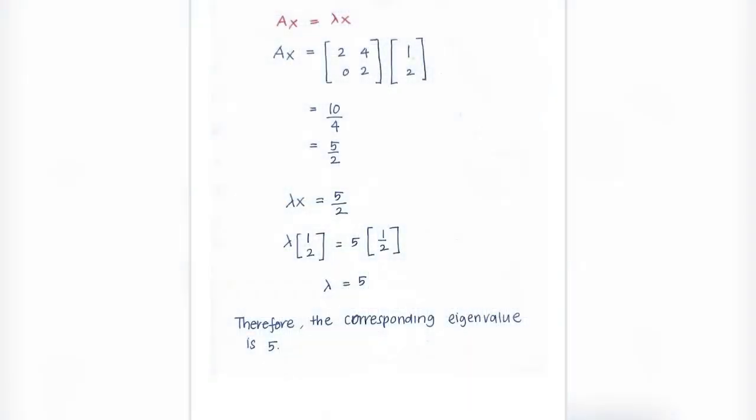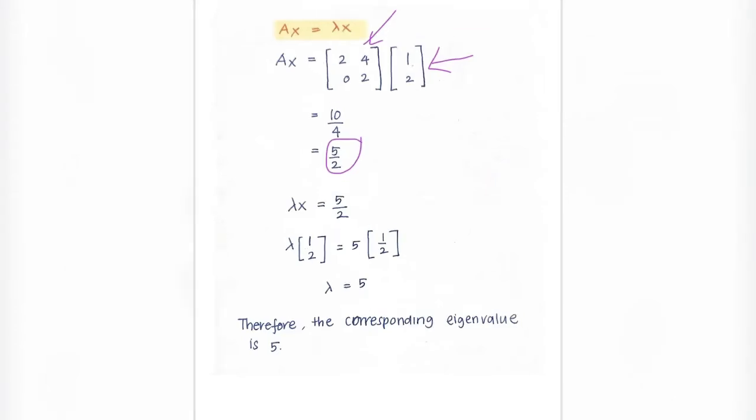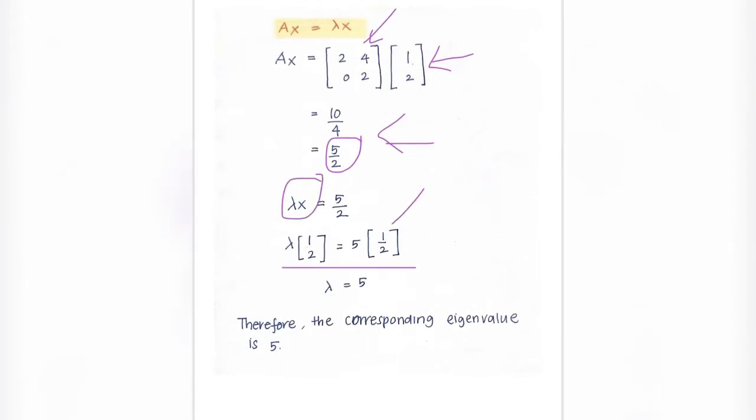By using the formula Ax = λx, first of all we have to substitute the values of A and x, and then we get (5, 2). The (5, 2) we get here is actually the value of λx. We do the comparison by making sure here is the value of x, and we get λ equal to 5. Therefore, the corresponding eigenvalue is 5.